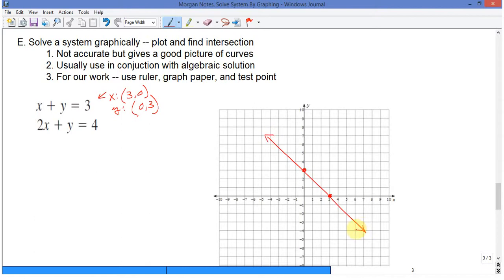Okay, let's try the next one. Once again, I'm going to use the intercept method. If I set y equal to 0, x would be equal to 4 over 2. That would be 2, 0. And if I set the x coordinate equal to 0, y would be equal to 4. So those are my two intercepts: x at 2, 0, and y at 0, 4. And let's try to draw a line through that.